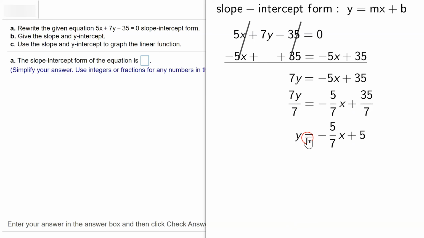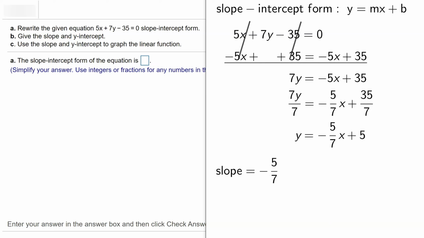It will give me y equals negative 5/7 x. Nothing reduces here. But then I have plus 35 divided by 7, which is 5. So this is my equation in slope-intercept form.